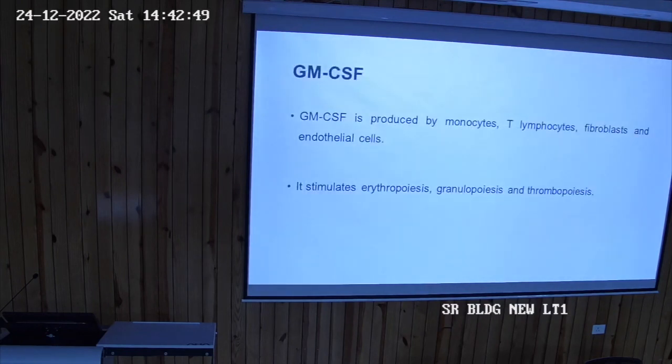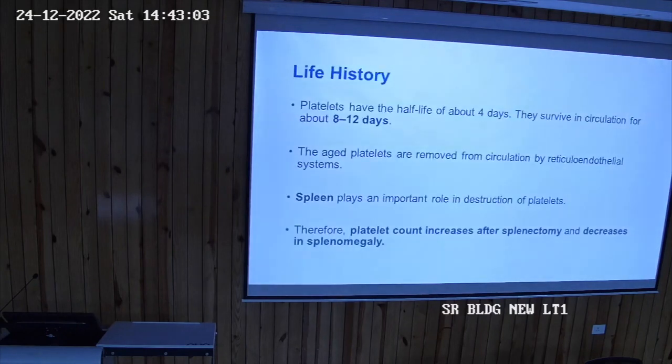From where is it getting formed? Produced by monocytes, lymphocytes, fibroblasts, and endothelial cells, and it stimulates erythropoiesis, granulopoiesis, and thrombopoiesis. But the question is, from where is it getting produced? Life history: it has a half-life of about 4 days. They survive in circulation for 8 to 12 days.